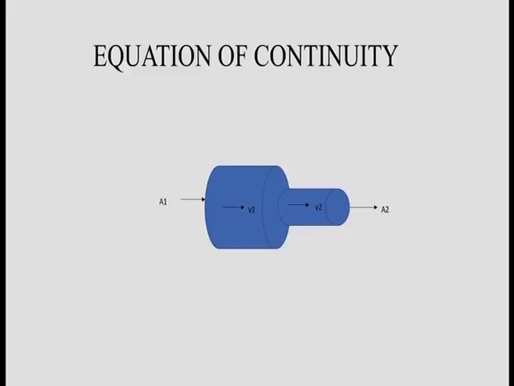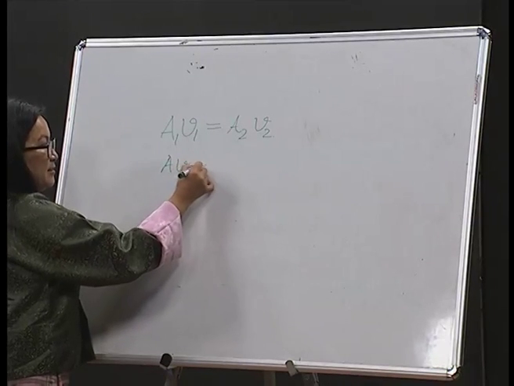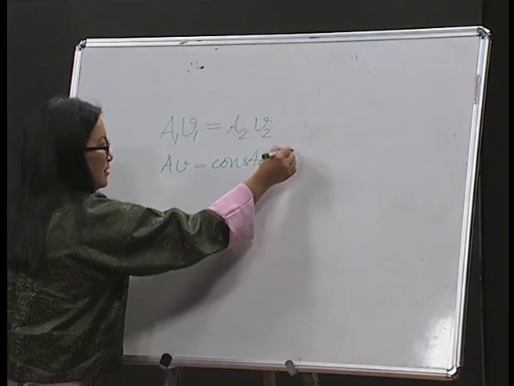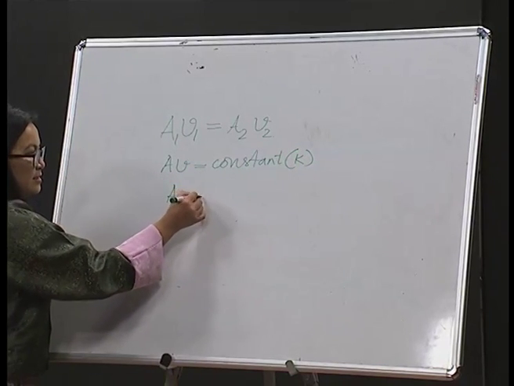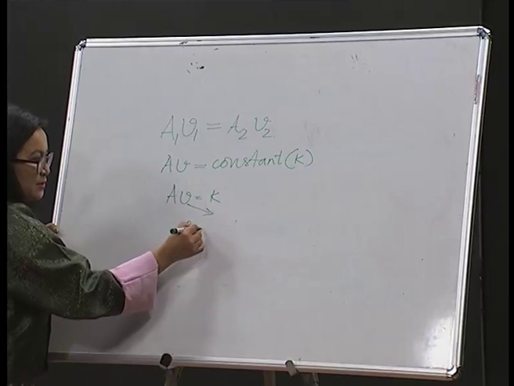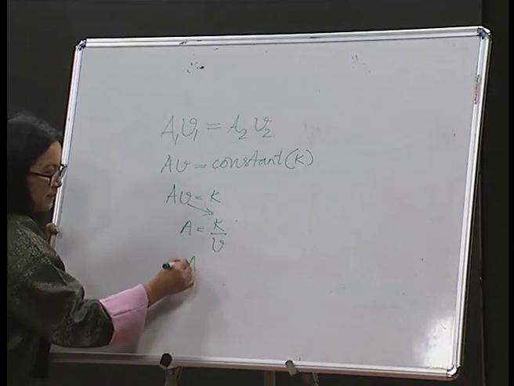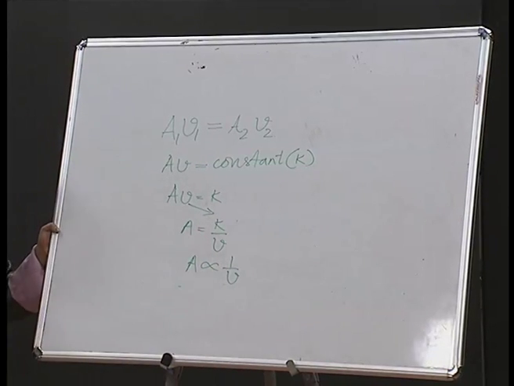So therefore I can generally write A times V, area times velocity at any cross sectional area at a given time, to be constant. We can write the constant as K. So then we have AV is equal to K. I can take V to the other side, so it will be K over V. Now if I remove the constant, I will have to introduce a proportionality sign, which would be 1 by V.